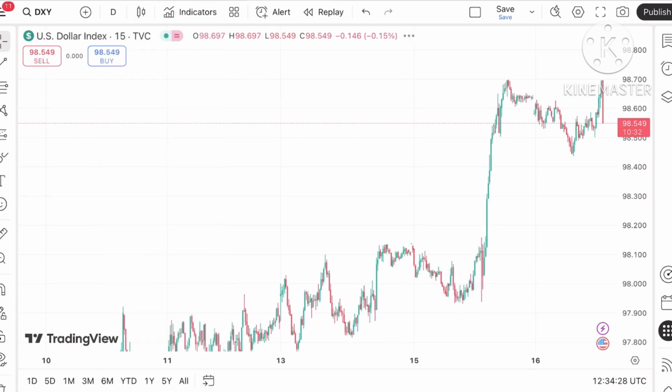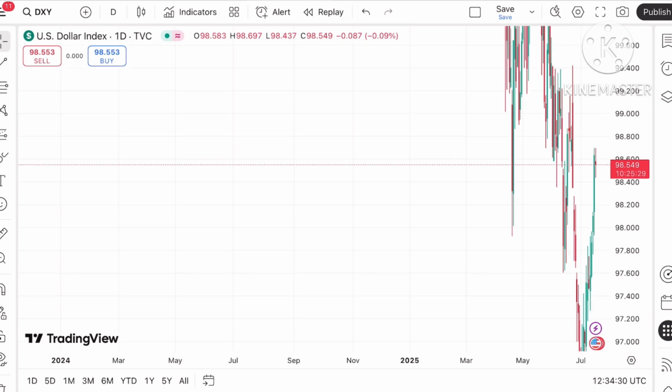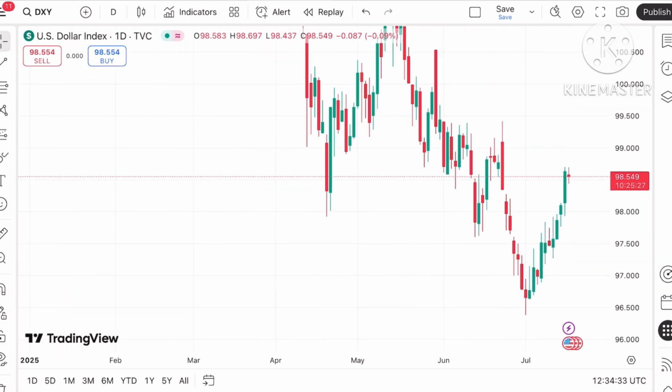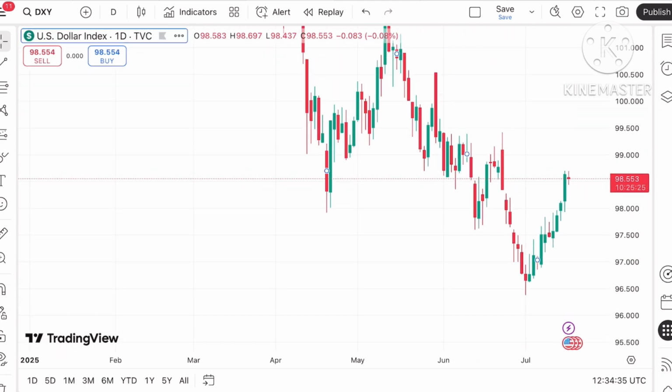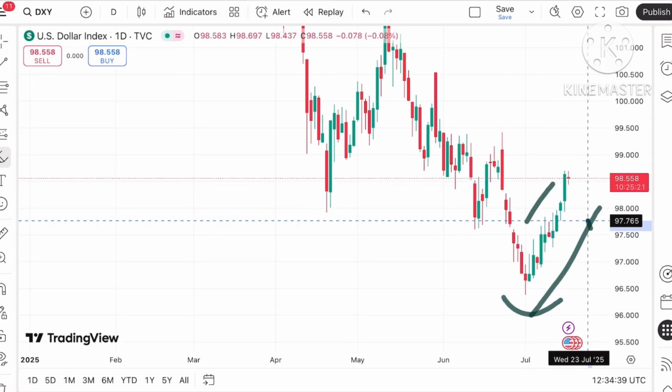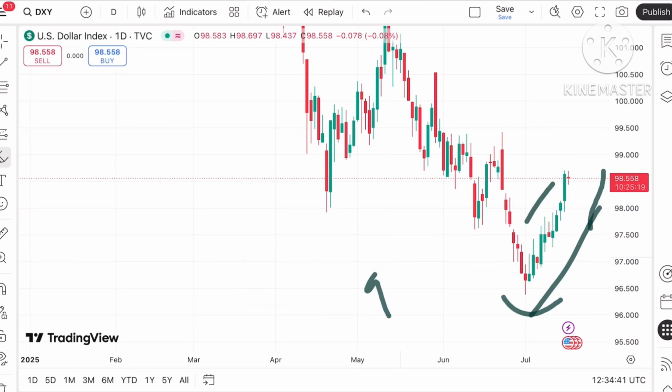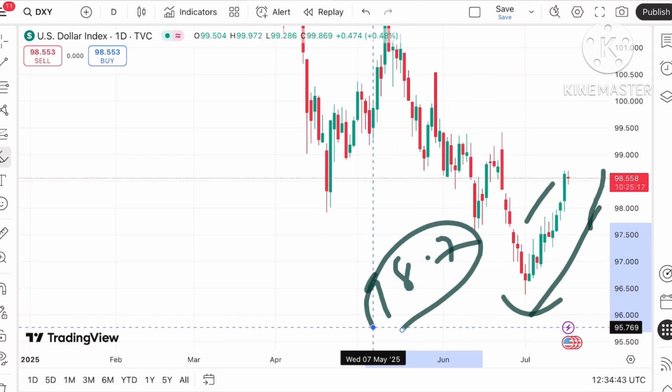But if you go to a day-wise chart, you will clearly see a continuous upside after making a low of around 96.3. That is where it started forming a swing, making a high around 98.7, which is a weak resistance. So we can see that if the price sustains this level, there is a probability of it going above that level.